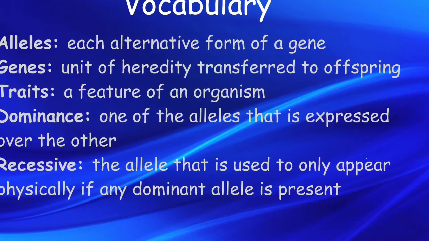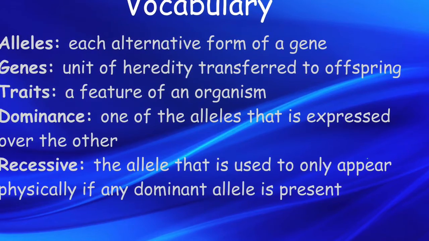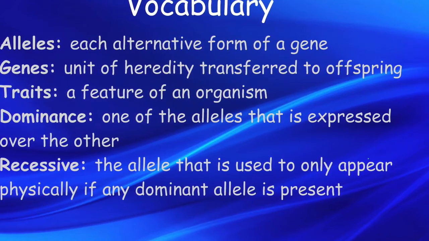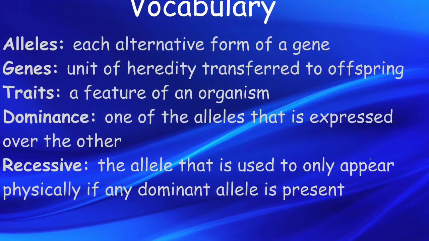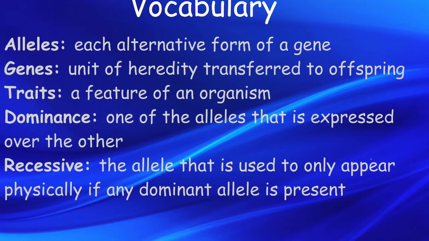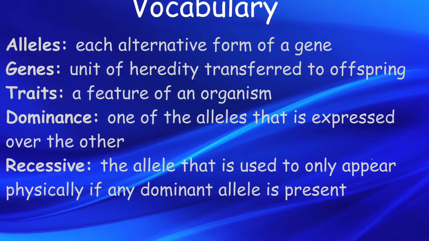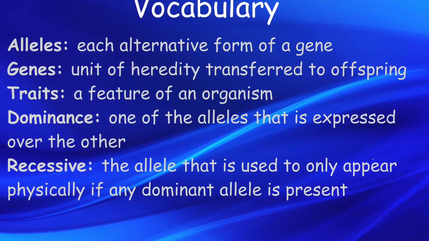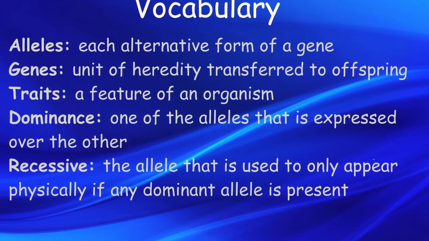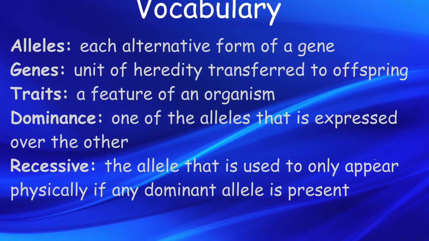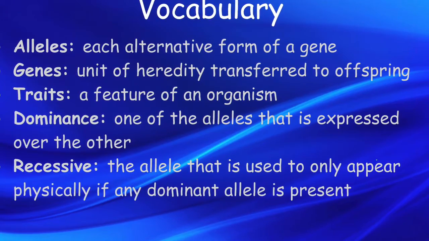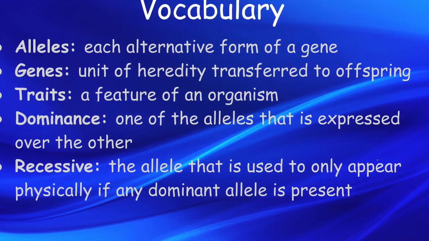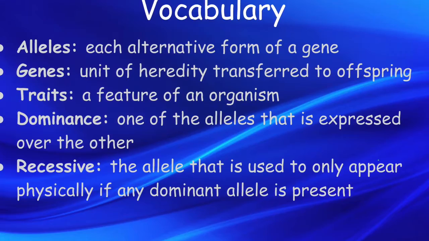So starting, we have the alleles. The alleles are each alternative form of a gene. The gene is the unit of heredity transferred to the offspring, while the traits are a specific feature of an organism. So the traits could be the color of the hair, the color of their eyes, etc. The genes will define that specific trait, and the variation of the genes are called alleles.